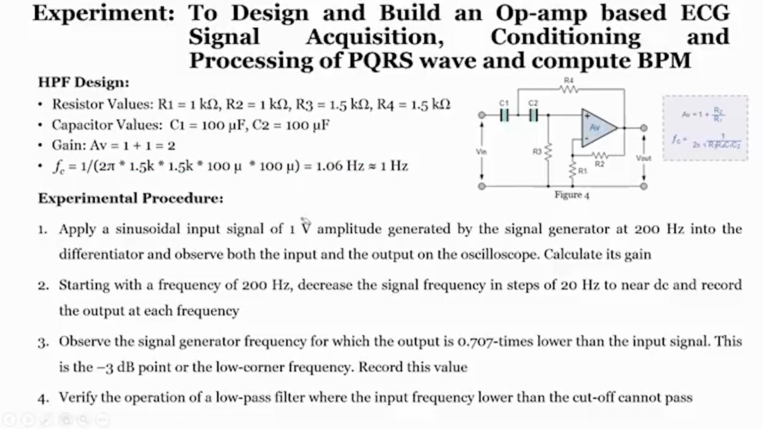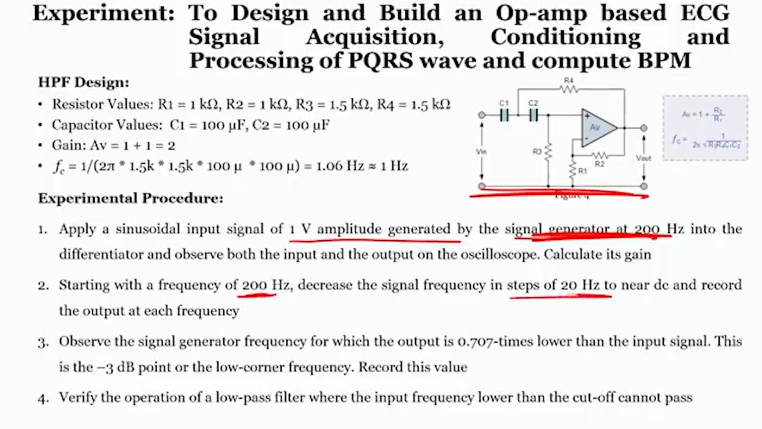Apply a sinusoidal input signal of 1 volt amplitude, generated by the signal generator at 200 hertz, into the differentiator. You can see here, and observe both input and output on the oscilloscope. Again we will calculate the gain, very easy to calculate. Start with a frequency of 200 hertz and decrease the signal frequency in steps of 20 hertz to near DC and record the output at each frequency. Then we observe the signal generator frequency for which the output is 0.707 times lower than the input signal. This is the minus 3 dB point, and finally verify the operation of the filter where the input frequency is lower than the cutoff frequency.